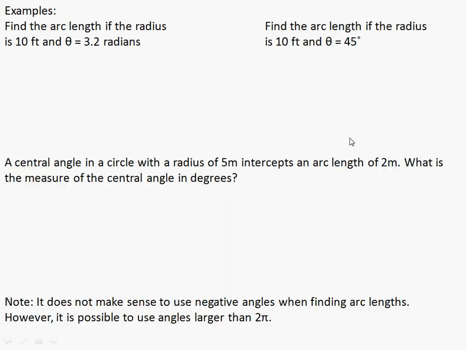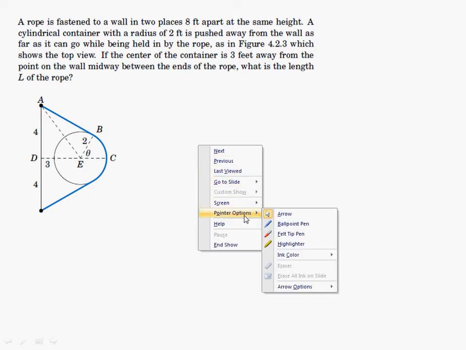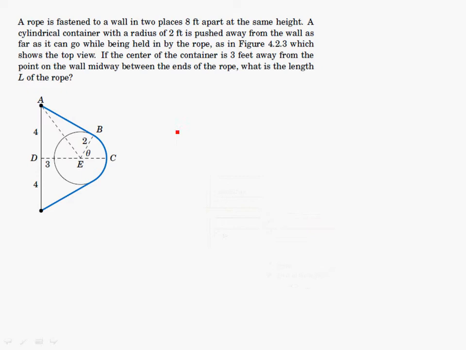Okay, so we did this one. We did that one. So here's the word problem where I quit. I didn't like how the lesson had been going. So let's see. A rope is fastened.